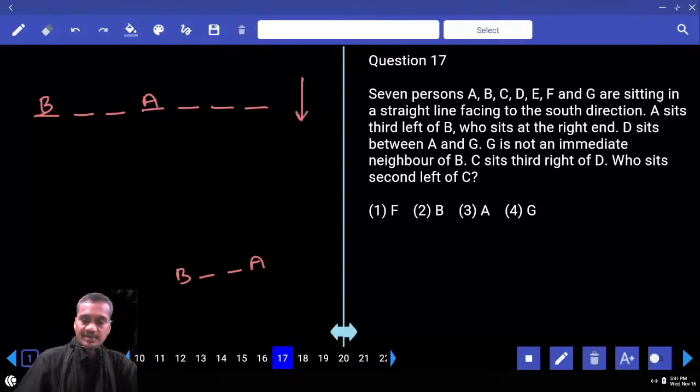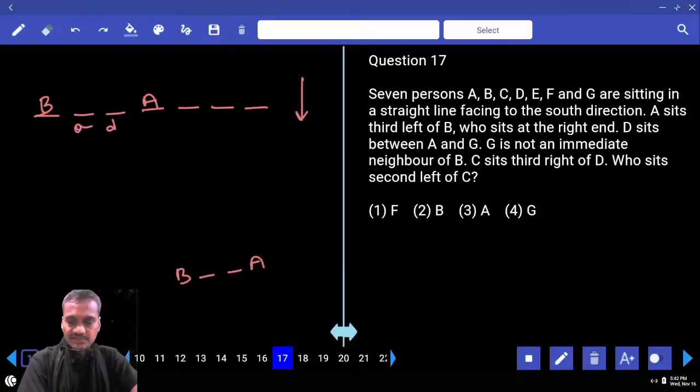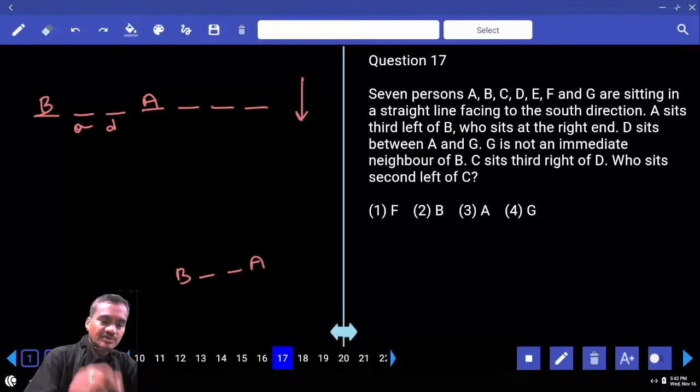Now 2 persons, A sits to the left of B, because all the persons are facing towards south. Next one. And D sits in between A and G. D is in between A and G. G is not an immediate neighbor of B. Now if D is here, then D is in between A and G. We can have A at this place, isn't it? And G is not an immediate neighbor of B. Or C sits to the right of D. Now this is one possibility.